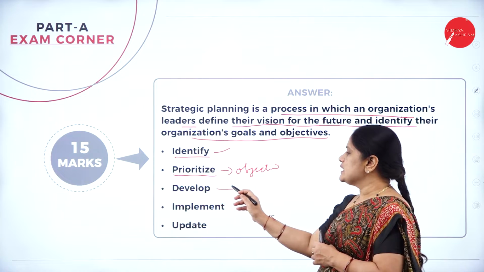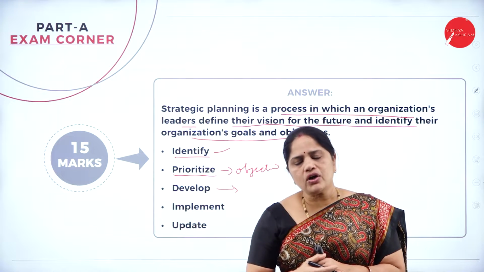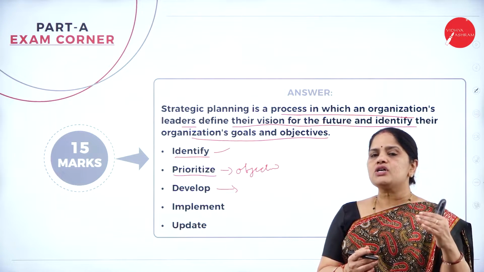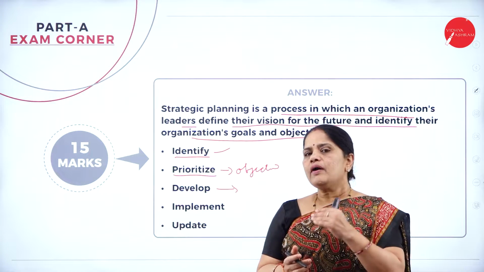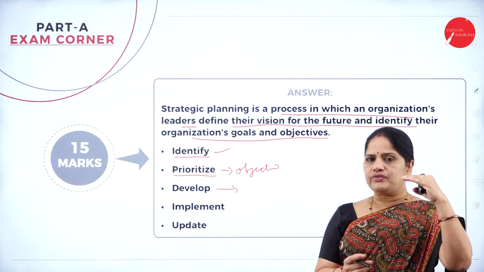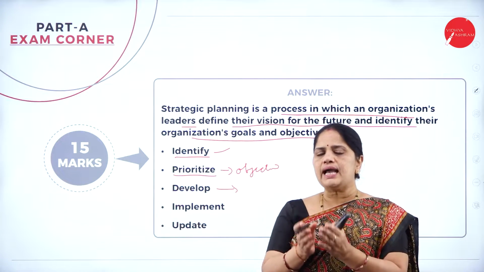Then in the third stage of strategic planning, we have to develop. Now, what do we have to develop? We have to develop the plans for the various objectives which we have formulated for the organization. So, based on the most important objective, what are the plans which we have to make? And we have to see that the plans are developed with a time frame.